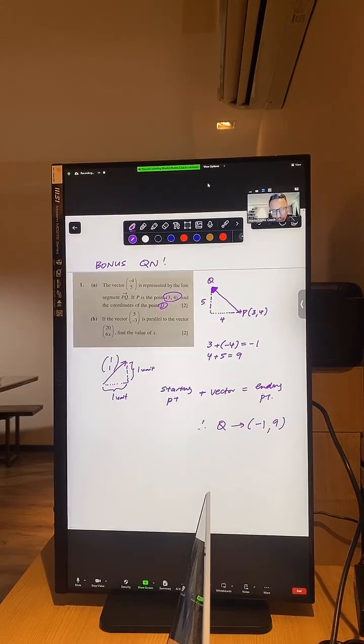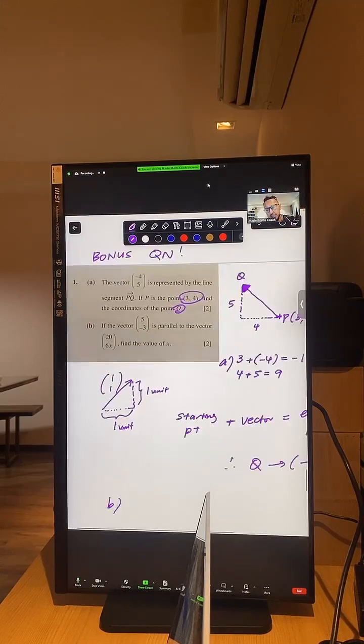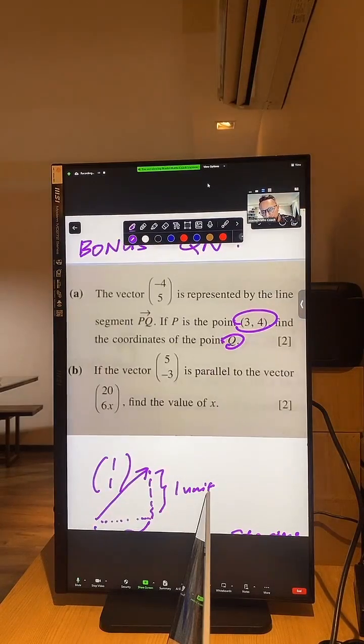Now that's part A. Part B. If the vector 5, minus 3 is parallel to the vector 20, 6x, find the value of x. So the thing about vectors, guys, is that if they are parallel to each other, then you will see some kind of relationship between the two sets of numbers. What do I mean by this?